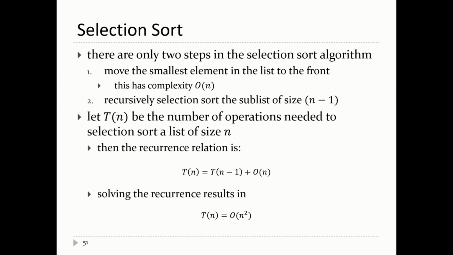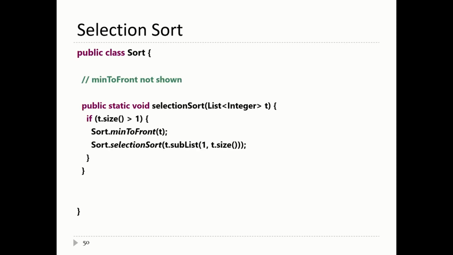Some? Lots? Oh, sorry, I just have a question. Could you re-explain selection sort? I don't really understand it.